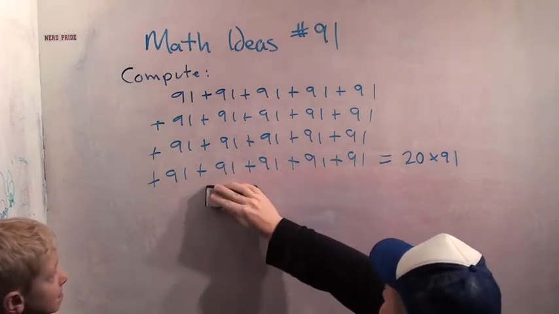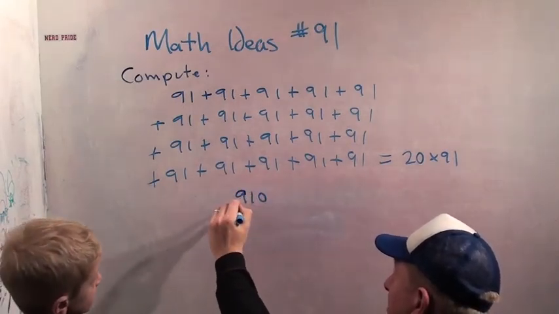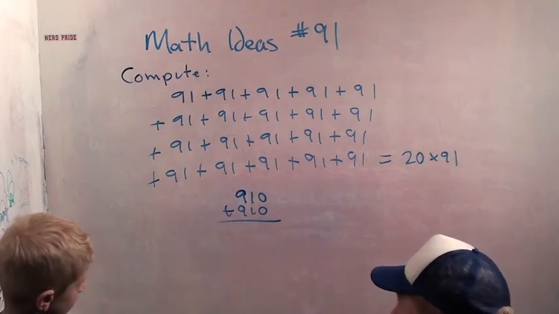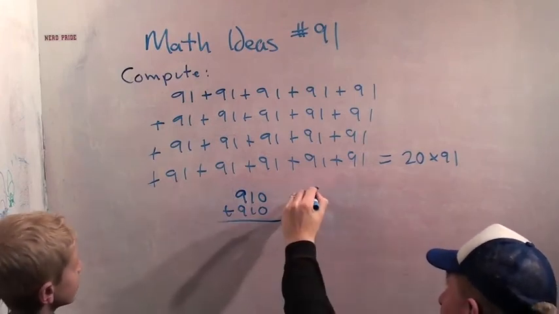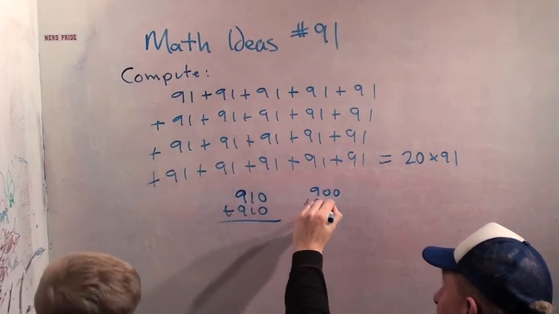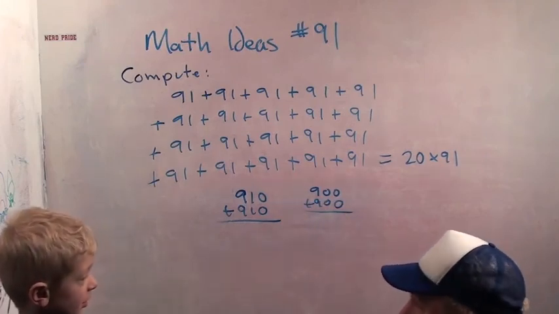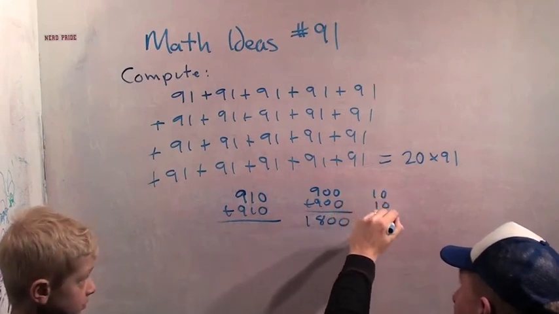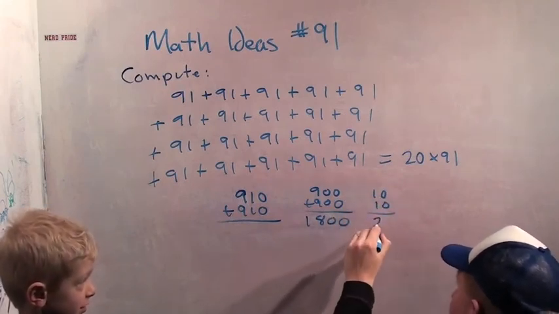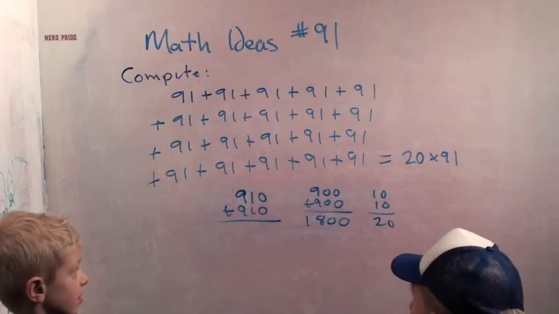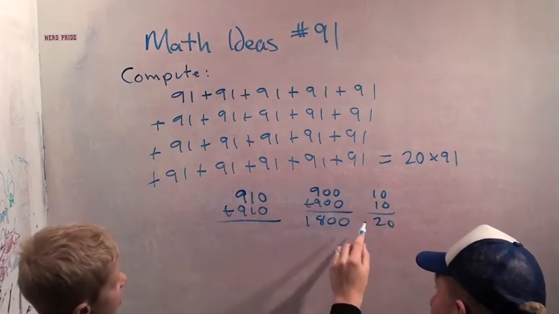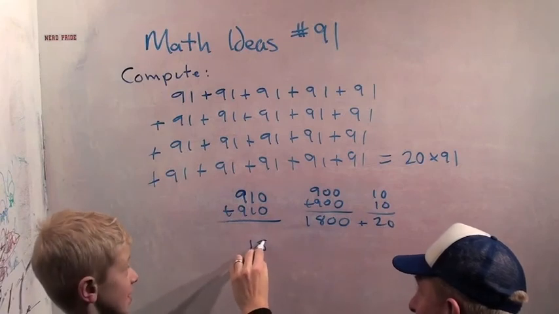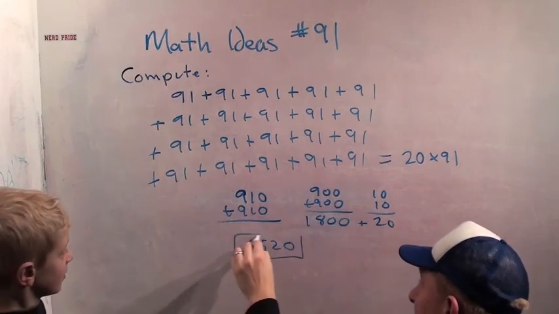So that's just 910 plus 910. Okay? 900 plus 900 is 1800. Very good. And 10 plus 10 is 20. So 910 plus 910 is 1,820. There we go.